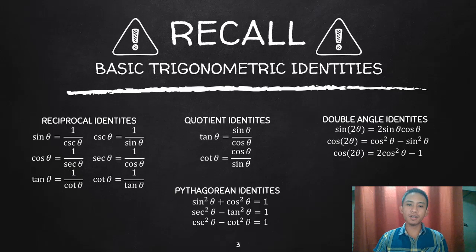Okay, so sine squared theta plus cosine squared theta is equivalent to 1. If you will try to divide this first Pythagorean identity by sine squared theta, then that will give us your second Pythagorean identity, which is secant squared theta minus tan squared theta equals 1. And if I will do the other way, instead of dividing by sine squared theta, I will divide it by cosine squared theta, that will give us the third one. Okay, so that is just a simple recall in your trigonometric identities.